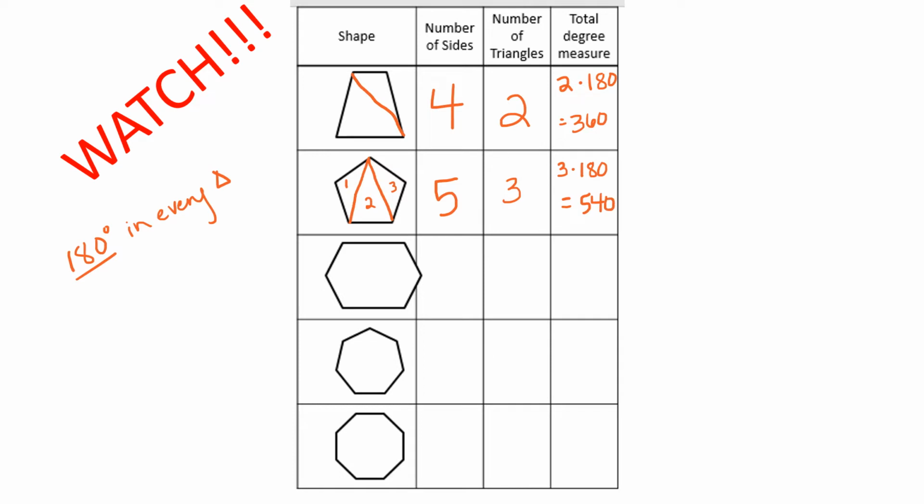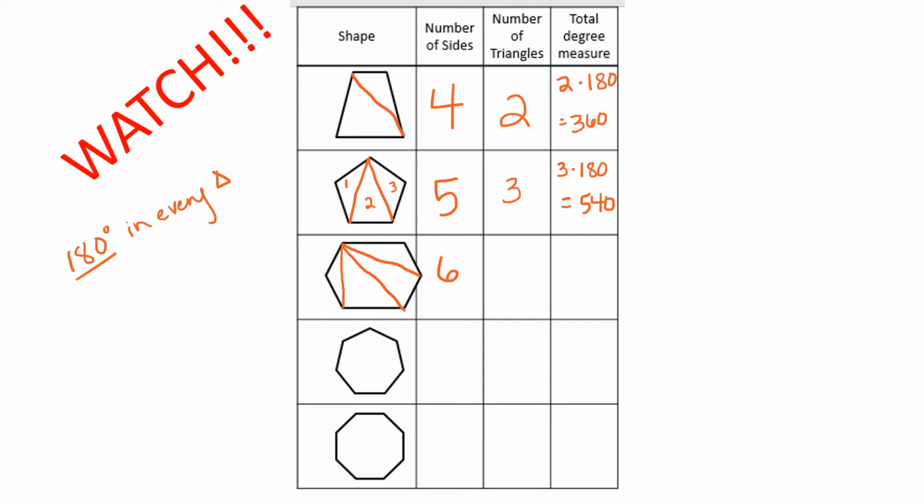Okay, let's see what happens when I have 6 sides. So in this hexagon, again, I have 6 sides. So let's see how many triangles I can make. I can make 1 triangle. I can make 2 triangles. I can make 3 triangles. But if I were to connect any other vertices, I would overlap the lines I've already drawn. And I don't want to do that.